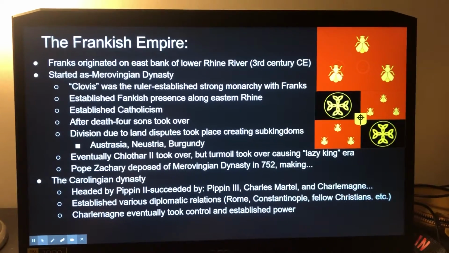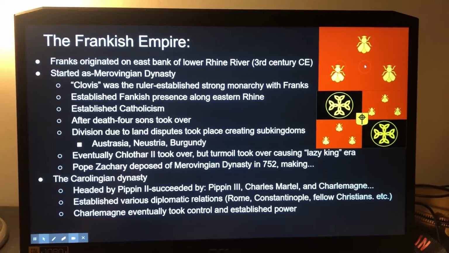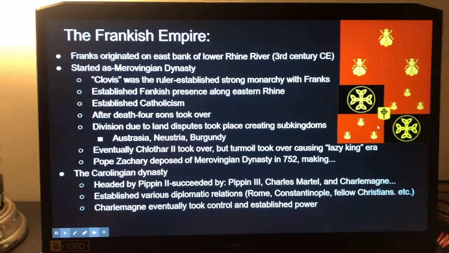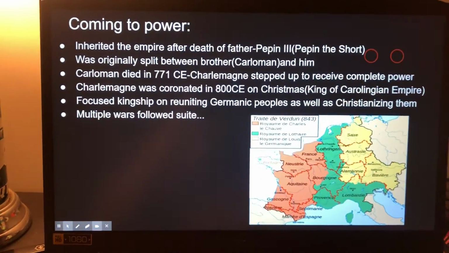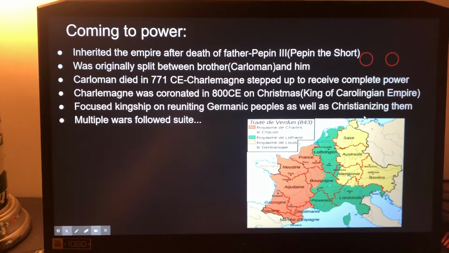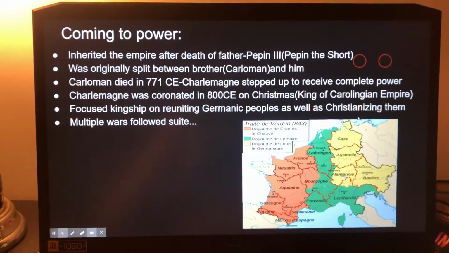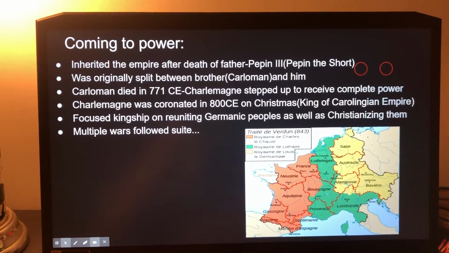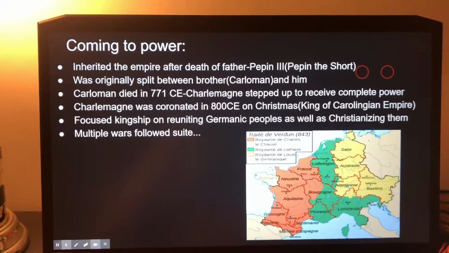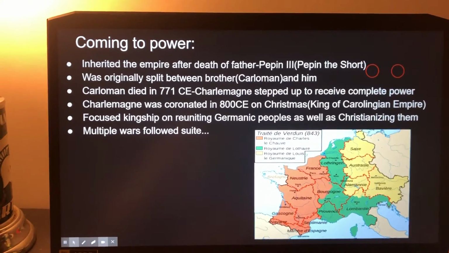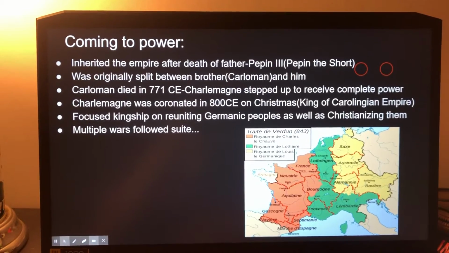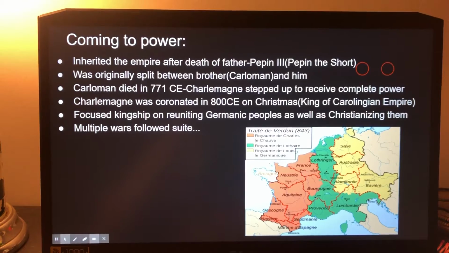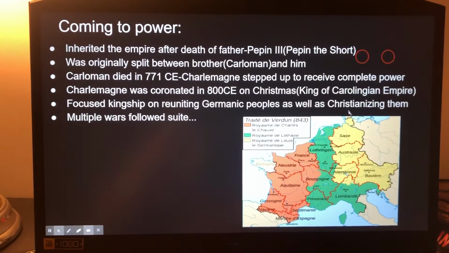This is the Merovingian flag banner, and this is the Carolingian. So, coming to power, Charlemagne inherited the empire after the death of his father Pepin III, or Pepin the Short. It was originally split between him and his brother Carloman, but Carloman unfortunately died in 771 Common Era, where Charlemagne finally stepped up to receive the power.